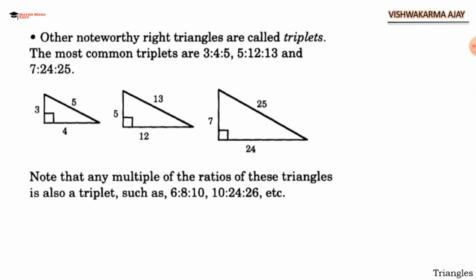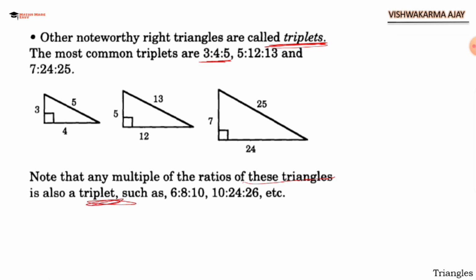Okay, there is another noteworthy triangle. They are called triplets. The most common triplets that we see are 3, 4, 5. Their sides are very easy to determine. 3, 4, 5. 5, 12 and 13. 7, 24 and 25. And also note that a multiple of the ratio of this triangle is also a triplet.